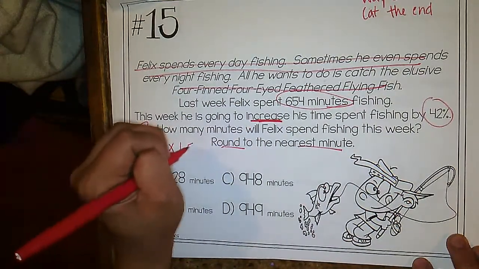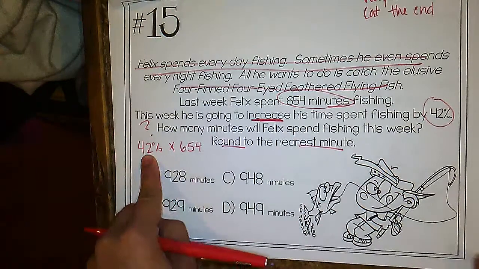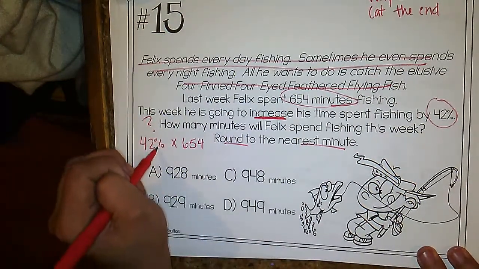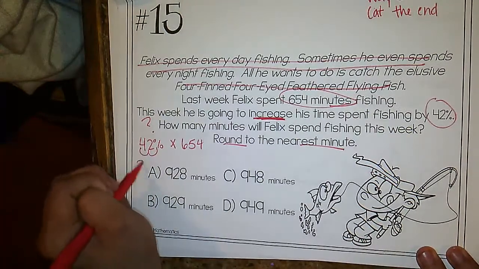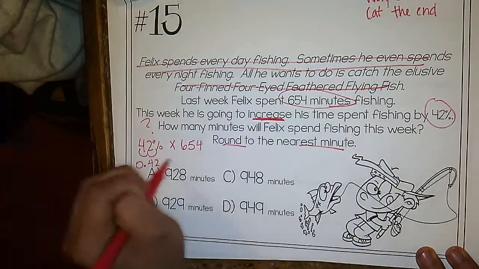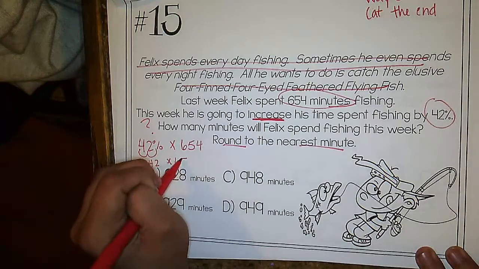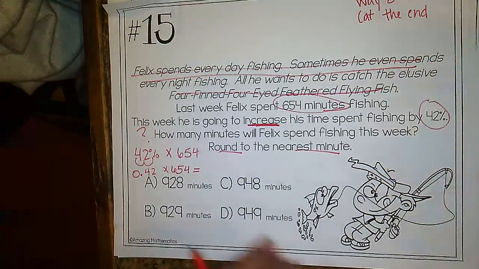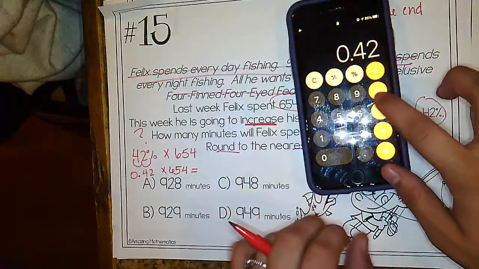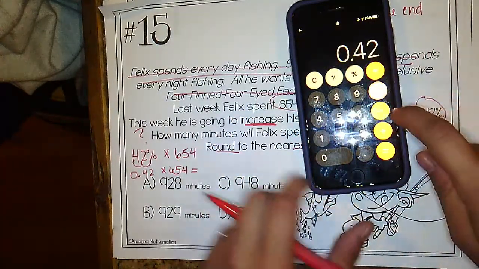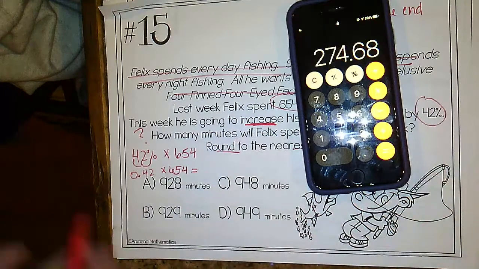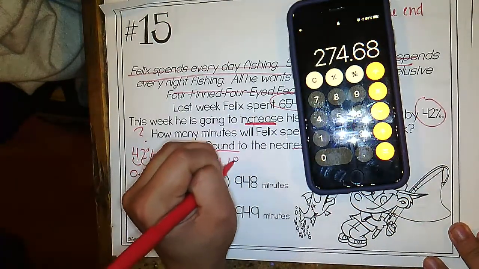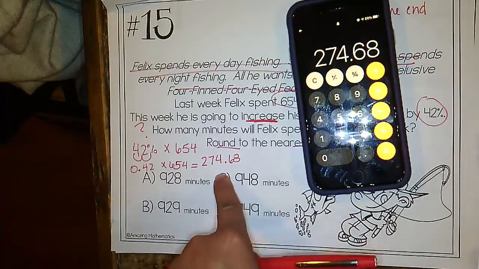But I can't do that without the percent being a decimal. So I'm going to go to the left, to the left, to the left, to the left. And I'm going to get 0.42 times 654 minutes. So when I do that in my calculator, 0.42 times 654, I get 274.68.